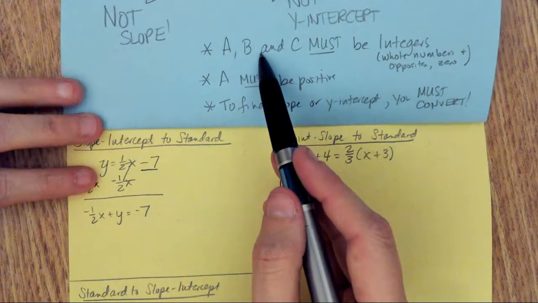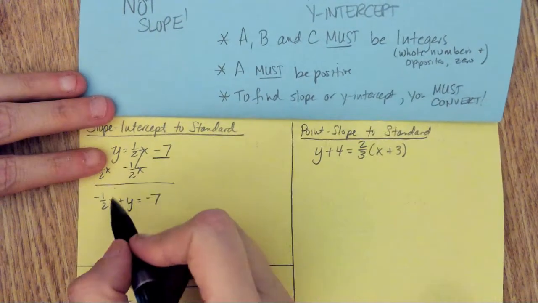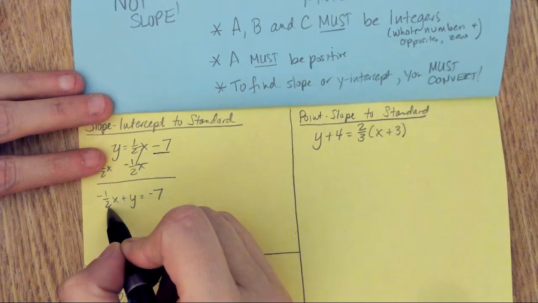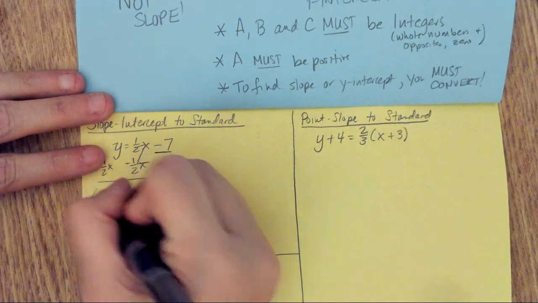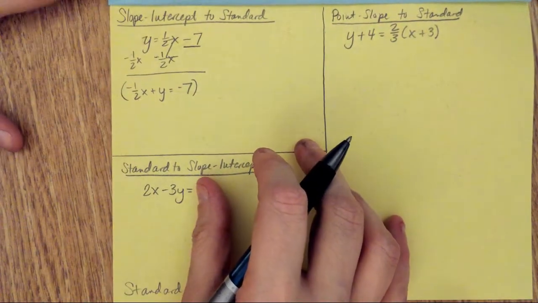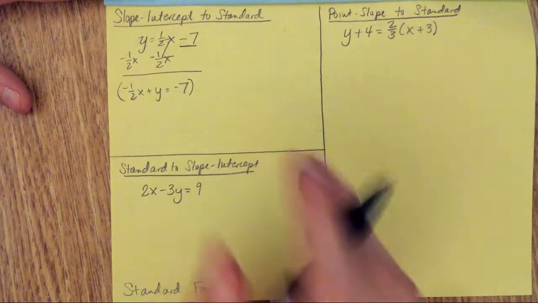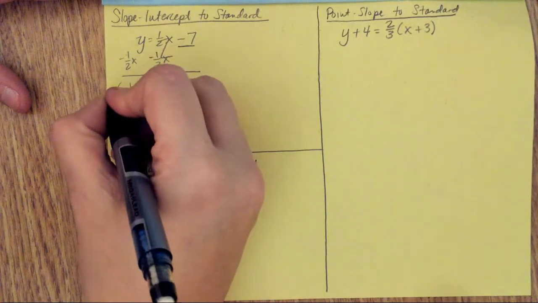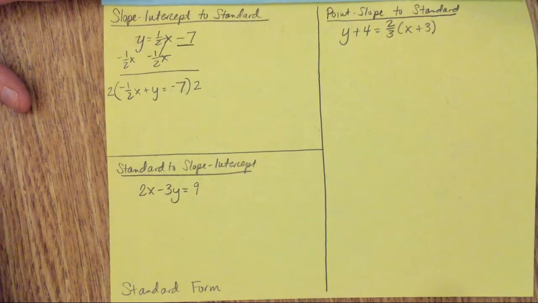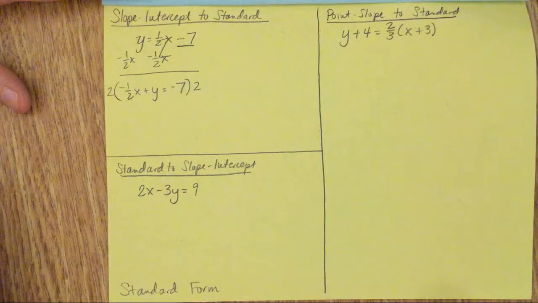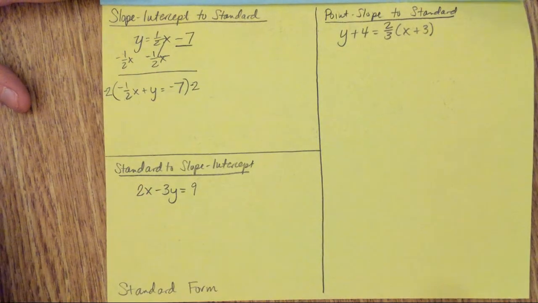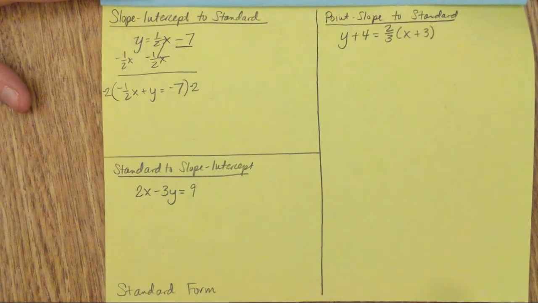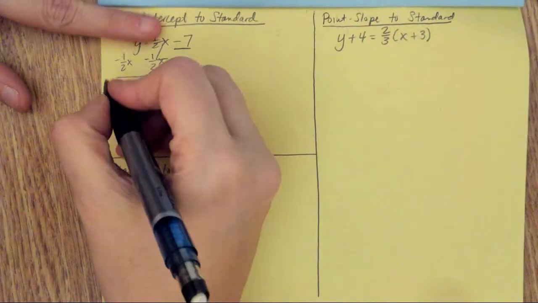But I have these rules. A, B, and C must be integers, and A is not an integer. Okay? It's a fraction. A has to be positive, and A is not positive. So I have to figure out what I'm going to multiply this row by to make A positive, to make it a whole number. Well, 1/2 times 2 is going to make a whole number. If I multiply by negative 2, then I'm going to have a positive whole number, which is what I want. Okay, so that's what I'm going to do.